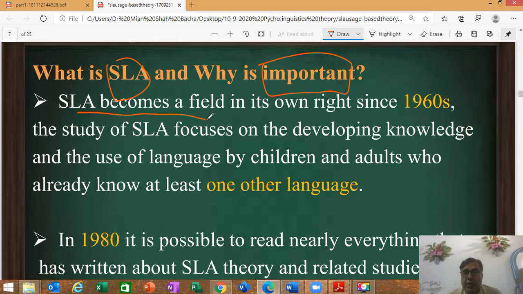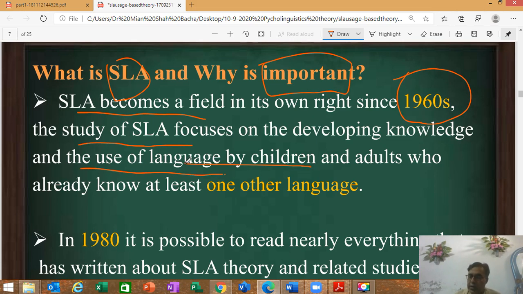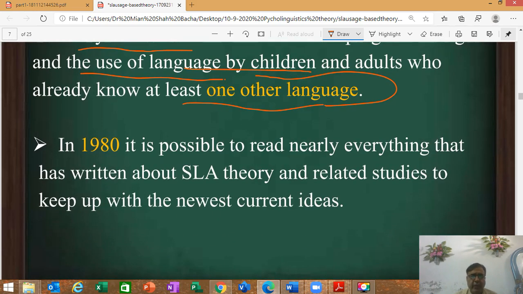SLA has become a field in its own right since 1960. The study of SLA focuses on developing knowledge and the use of language by children, and the use of language by children and adults who already know at least one other language. In 1980, remember, it was possible to read nearly everything that has been written about SLA theory and related studies to keep up with the newest current ideas.